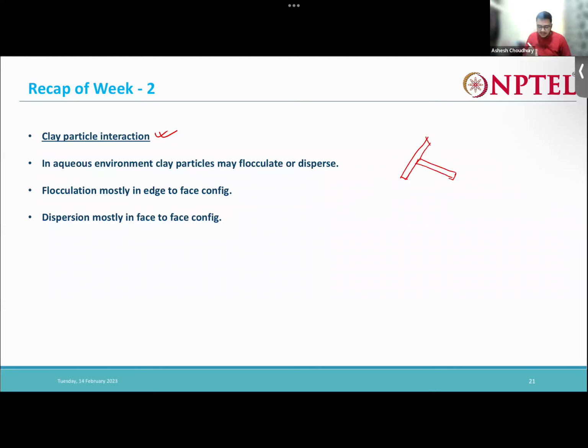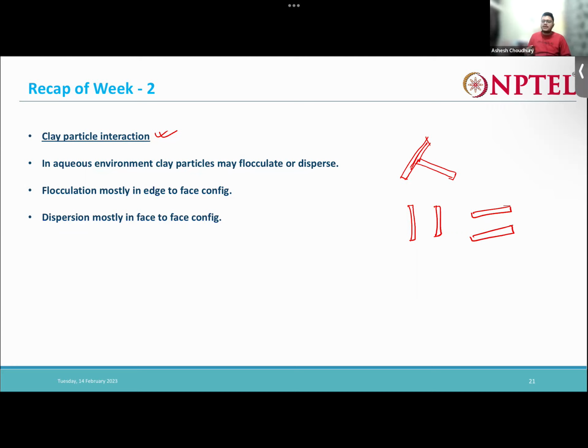So flocculation is like this. See, H2 phase. Okay, also there might be H2 edge or face to face. So mostly it is H2 phase, and dispersion is mostly face to face configuration, means dispersion is mostly like this. Like, okay, they might be face to face.